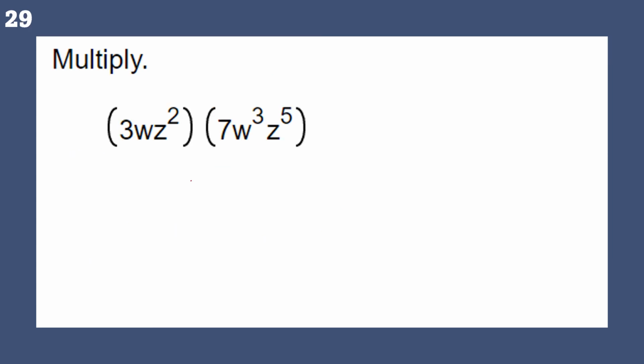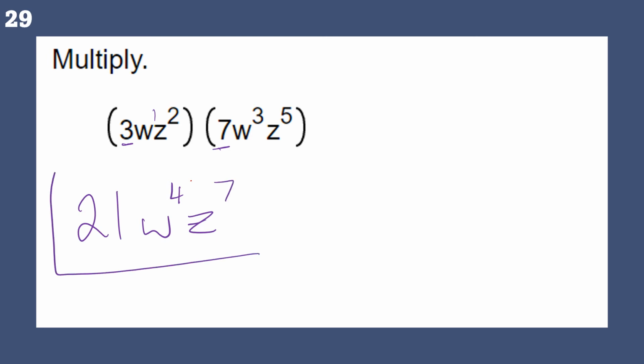Multiplying two monomials isn't too bad because we're going to multiply each piece separately. In other words, I'm going to multiply the 3 times the 7 to give me 21. I'm going to multiply the w's together, so I have a w with an exponent of 1 and an exponent of 3, so that's a total of w to the 4th. And then we have z's, and so there's 2 and 5, so a total of z to the 7th. So this is my combination.